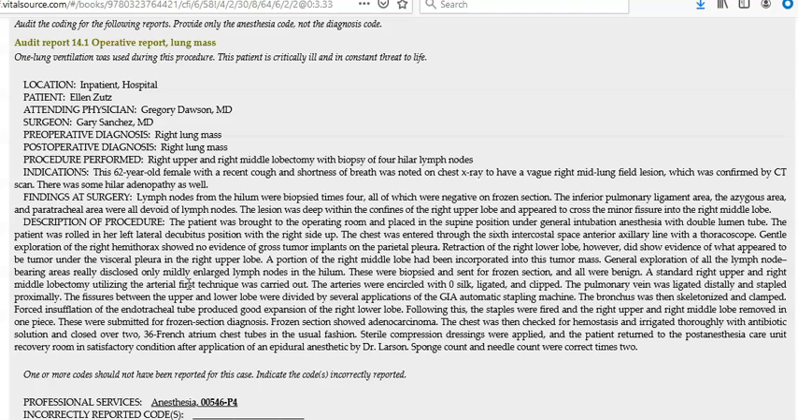adenopathy as well. So the findings at surgery, the lymph nodes from the hilum were biopsied times 4, all of which were negative. The inferior pulmonary ligament and the azygos area and paratracheal area were all devoid of lymph nodes. The lesion was deep within the confines of the right upper lobe and appeared to cross the minor fissure into the right middle lobe. So with the anesthesia, you just want to verify that the procedure performed is what we need to code the anesthesia for. So just skim through the scope of the procedure to see for a right upper and right middle lobectomy with biopsy of 4 hilar lymph nodes.